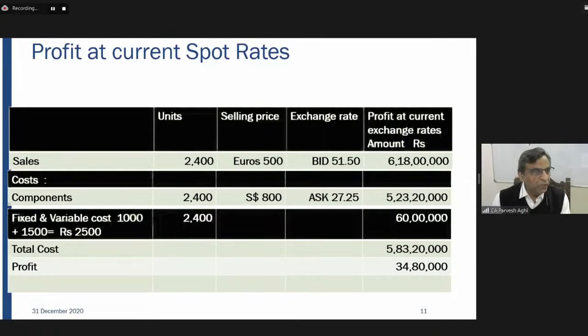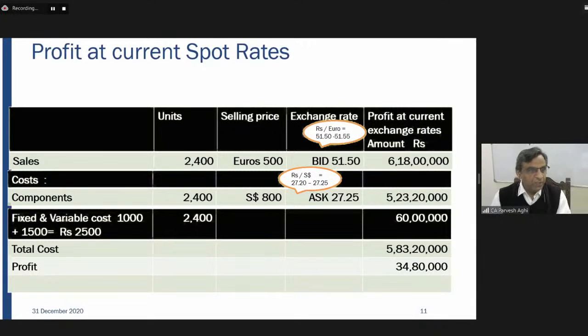Okay, so we know the fixed cost and variable cost are 1,500 and 1,000. That's pretty simple: 2,500 multiplied by 2,400. So that comes to 60 lakh rupees in Indian rupees, which he's going to incur in India. So total cost will be 5 crore 23 lakh 20,000 plus 60 lakhs, which comes to 5 crore 83 lakhs. And the money he would have received was 6 crore 18 lakhs. So that means he would have made a profit of 34 lakh 80,000.